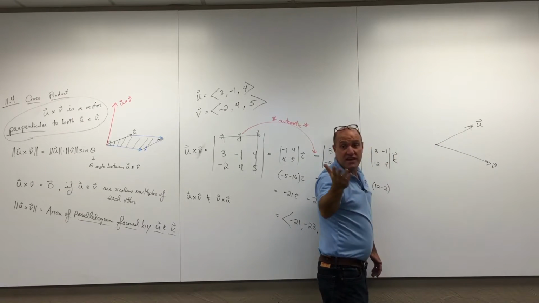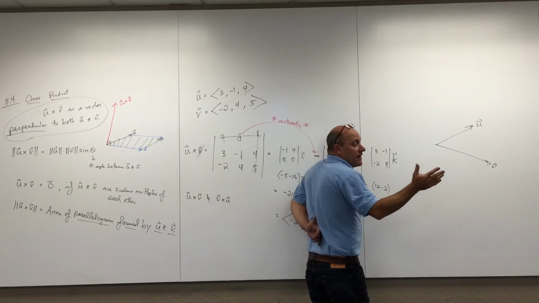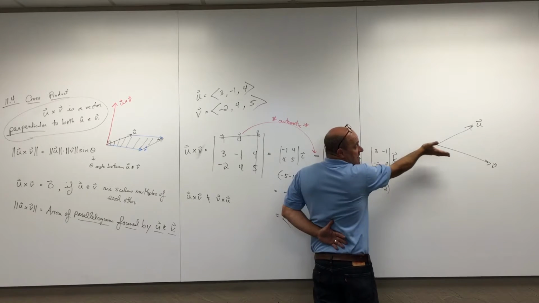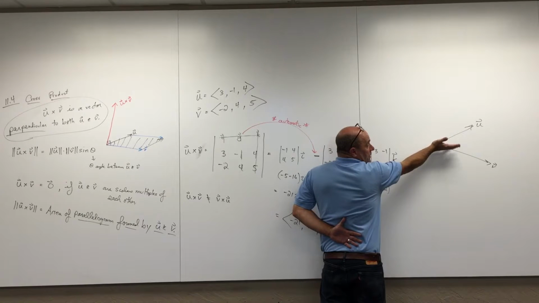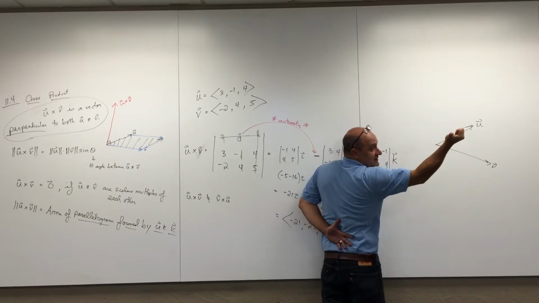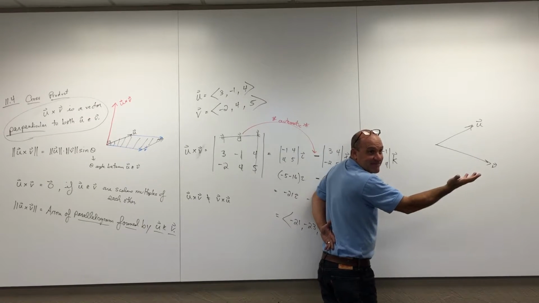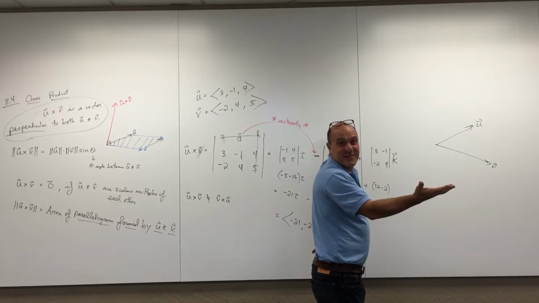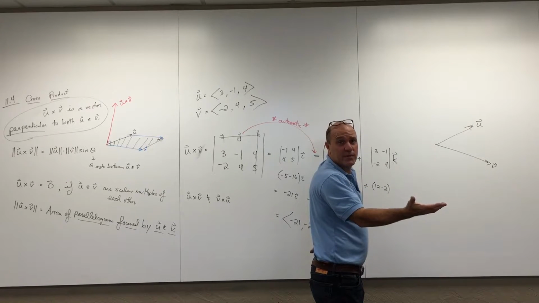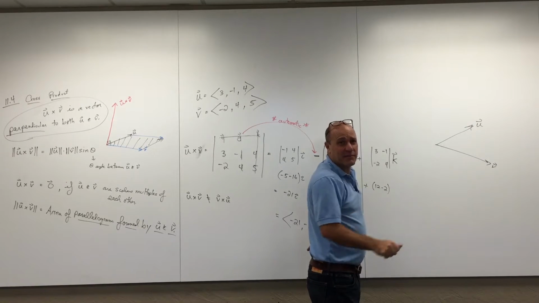If I was to do V cross U, keep your right hand, I need to put my fingers on V and curl them toward U. And therefore V cross U would be this one coming out at you. So in physics, they use the right-hand rule, and it means something.